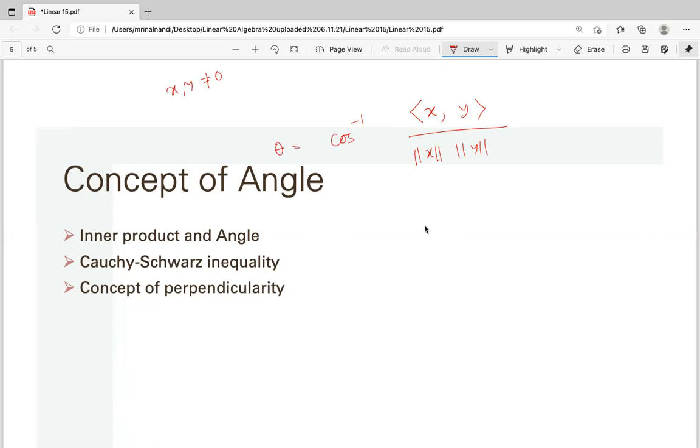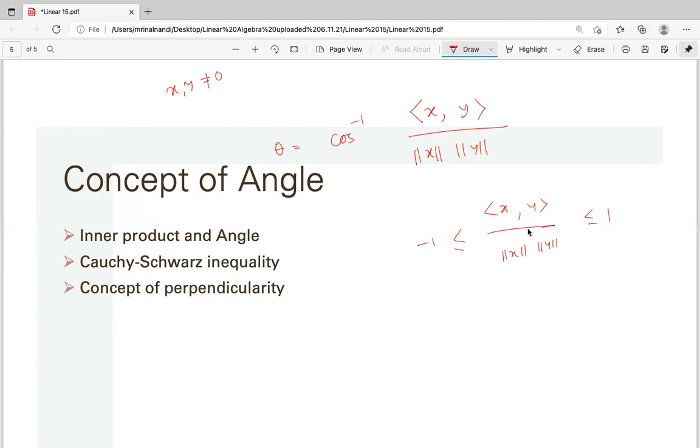But again, the question: how do you know that this cos inverse is defined? Because to define cos inverse, this quantity must lie between -1 and 1, otherwise the cos inverse is not defined. It may be an abstract set. Remember, it may be an abstract set. It may be a set of functions, a set of matrices, a set of random variables.